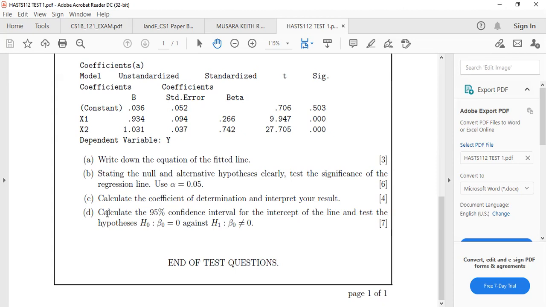And then the last question: calculate the 95% confidence interval for the intercept of the line and test the significance. Test the hypothesis H naught: beta 0 is equal to what? Versus beta 0 is not equal to that. So what's the formula for the confidence interval for the intercept?